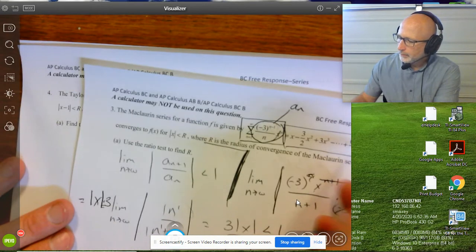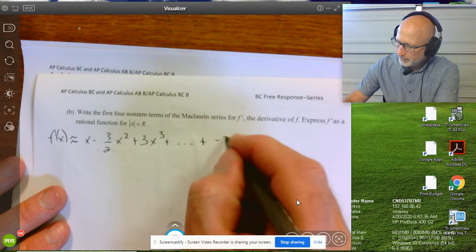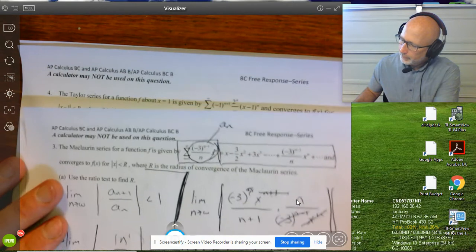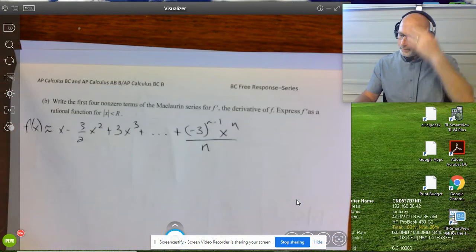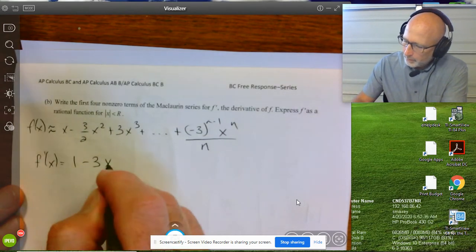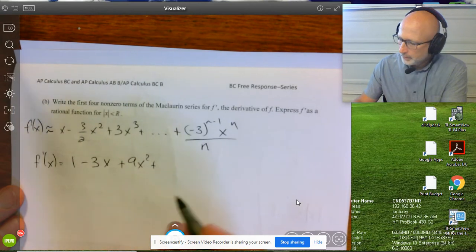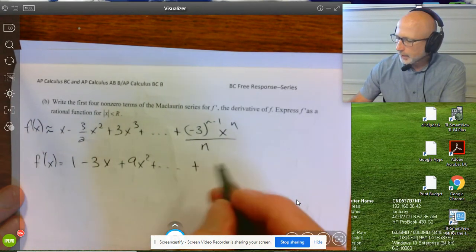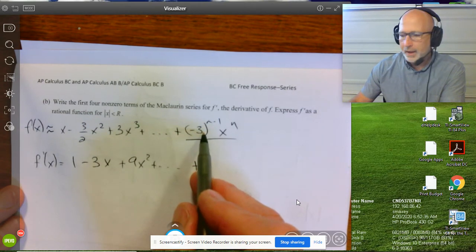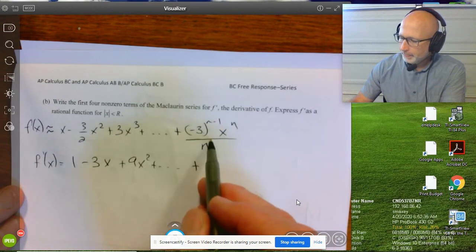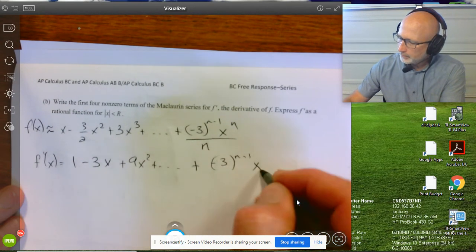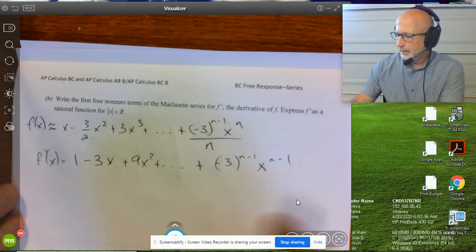So it's alternating. So negative 3 to the n minus 1, x to the n all over n. So then the first derivative of f is equal to 1 minus 3x plus 9x squared plus dot, dot, dot, and then the last one, this right here is just a constant, right? We're taking the derivative with respect to x. That's the only thing with an x in it. So bring it down. The n's cancel. And so you're left with negative 3 to the n minus 1 times x to the n minus 1. Okay, because the n's canceled.